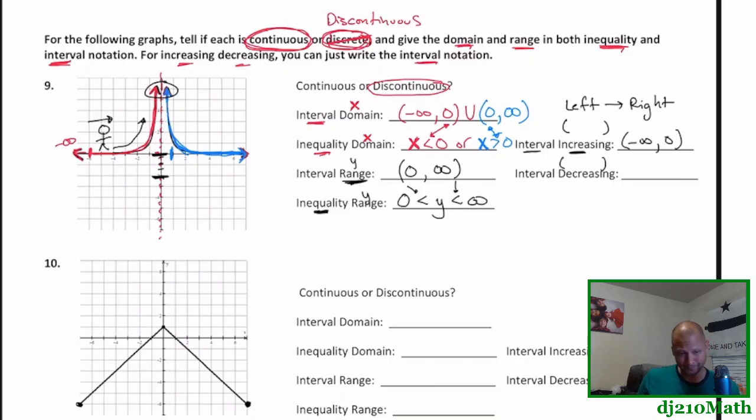All right, for decreasing, it's the same idea. Continuing from left to right, you'd be walking downhill the entire time. Right, from left to right, coming from 0, x equals 0, way up here, you'd be coming down. So 0 towards infinity, again, parentheses.